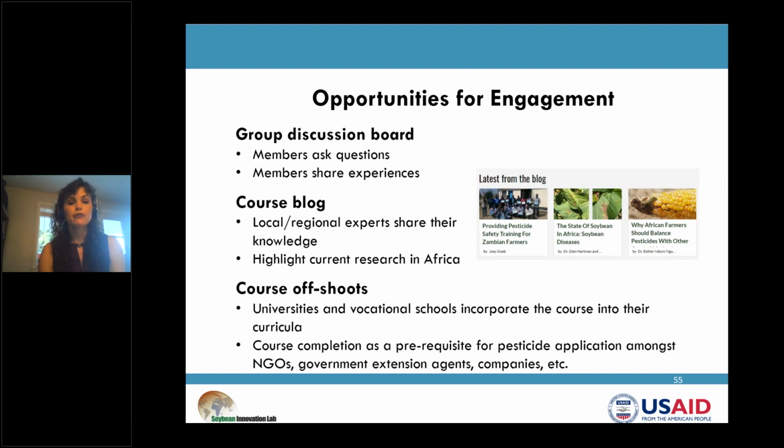And another benefit of this course is that it allows for a few different offshoots. So we're encouraging universities and vocational schools to incorporate the course into their curricula, or even just allow universities to offer this as a means for their students to have access to additional information. Also, we see this course being used as a prerequisite for pesticide application by NGOs, government extension agencies, different companies, etc. Next slide, please.